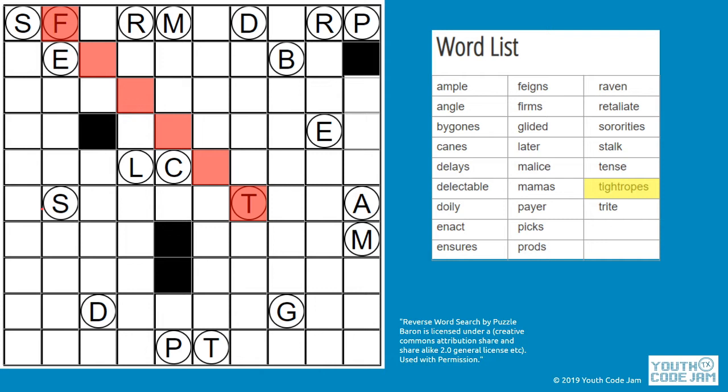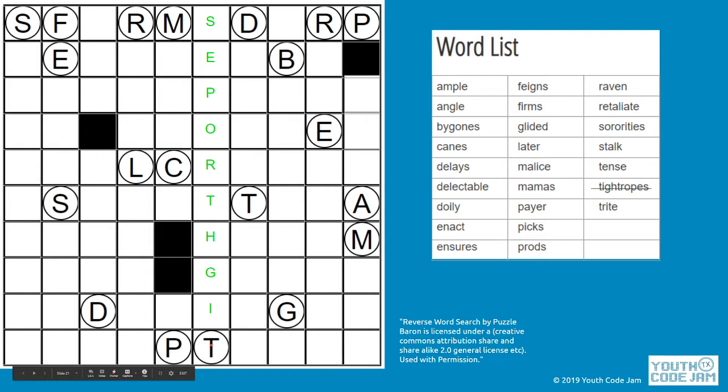Now let's check all of the different directions for this T. This way is too short. T-I-G-H-T. We run into an S where there's supposed to be a T. This way is too short. And this way is also too short. The word tightropes won't fit there. The only way it will fit is going straight up. So let's fill in our word. T-I-G-H-T-R-O-P-E-S. And we'll cross it off our list right here.